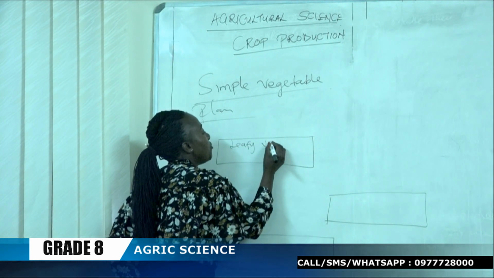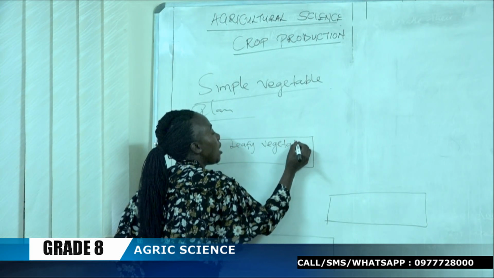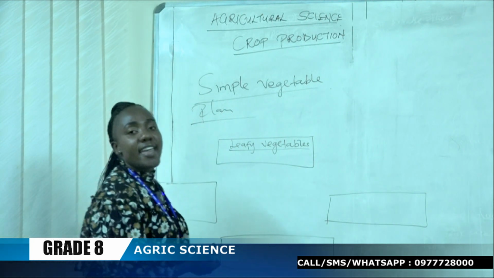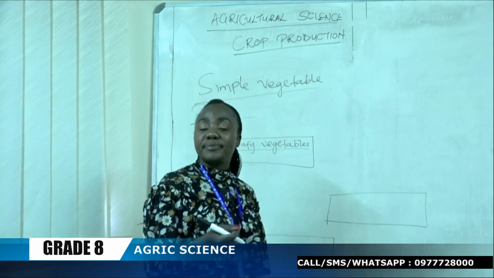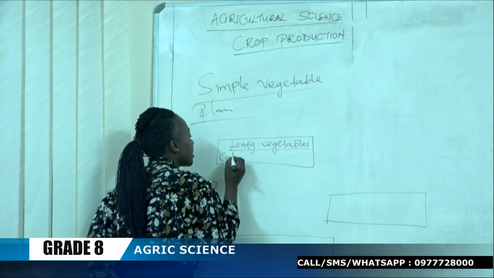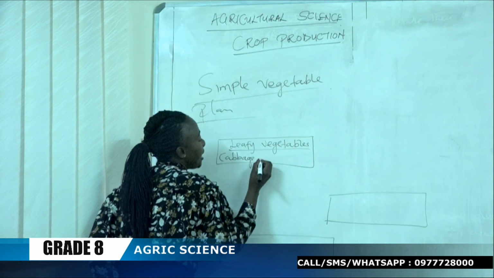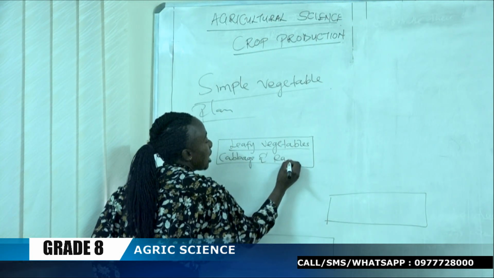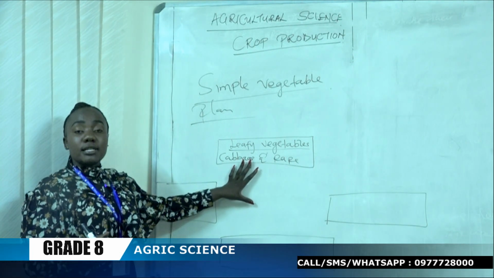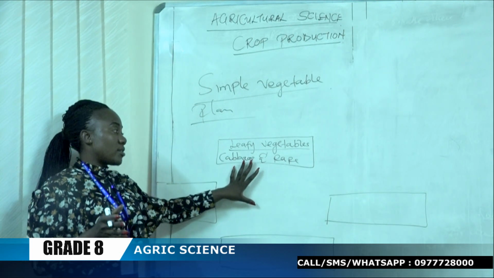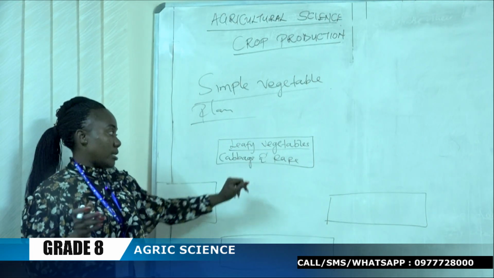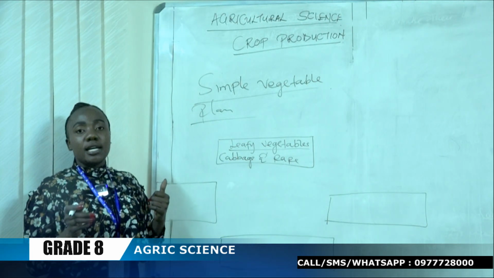Leafy vegetables. Examples of leafy vegetables. Okay, so examples of leafy vegetables, we gave cabbage is an example of leafy vegetables. Cabbage and rape. So this is what I'll grow first in my garden. I'll start with leafy vegetables, which is cabbage or rape. I can either grow cabbage first.